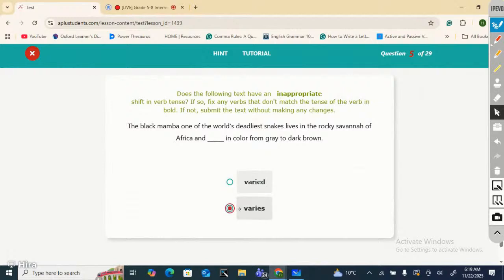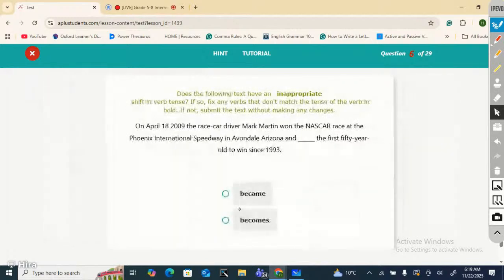Okay, it's already done, so we are going to skip it. On April 18, 2009, the race car driver Mark Martin won the NASCAR race at the Phoenix International Speedway in Avondale, Arizona, and blank the first 50-year-old to win since 1993. Became or becomes. Became is the past tense, becomes is the present tense. Which one do you need to add? And do not make inappropriate shifts in verb tenses.